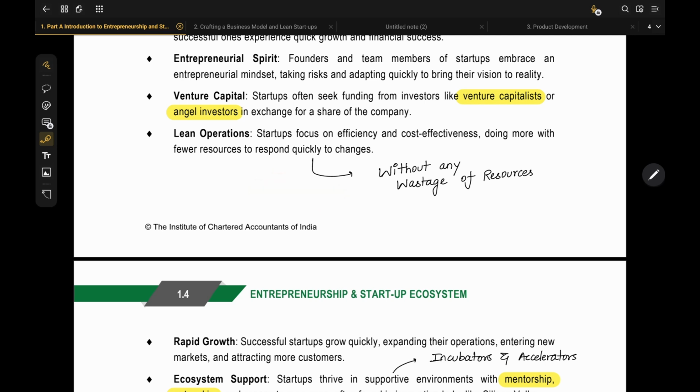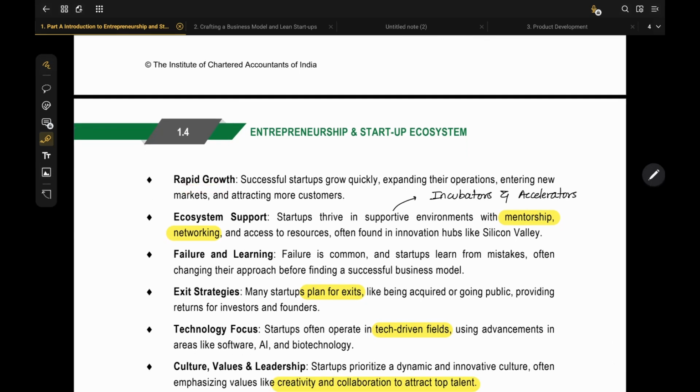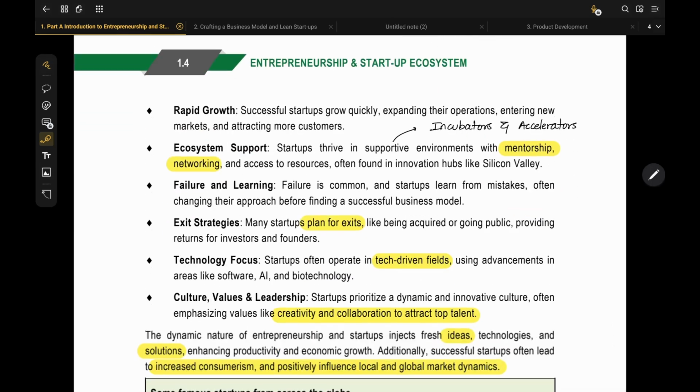In startup, this is very important because they are securing funding. For that funding, they should use that responsibly. They should not make wastage. And in startup, they will get only limited amount of capital. So they have to use it very efficiently for achieving their goals. And then rapid growth. Startups, if they have a very good idea, it will grow rapidly.